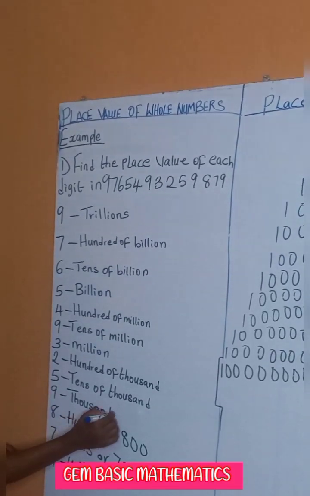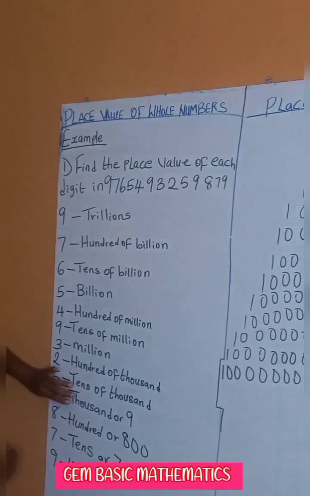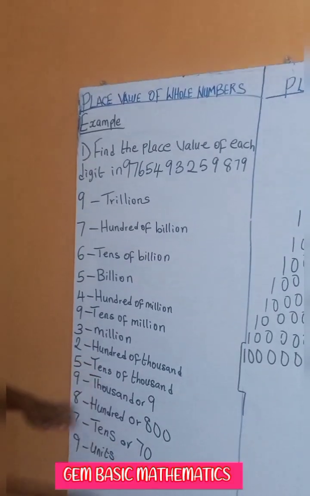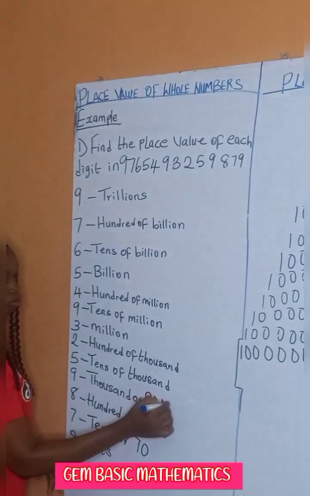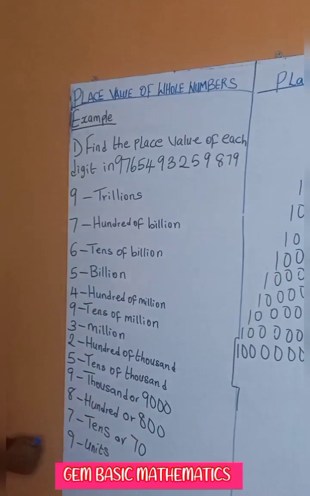Now the next one is what? We have 9. Are you there? Cover it and count these numbers. 1, 2, 3. We have 3 numbers. We assume that they are zeros. So writing 1, 2, 3 zeros, this is 9,000, or 9 thousand.